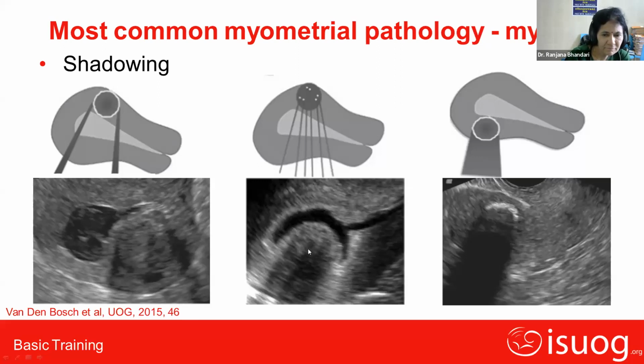The myometrium is not echogenic at that point, but because all the sound waves are attenuated here, these two echogenic areas are called side lobe artifact. Beautifully brought out in this middle picture. Number one is the side lobe.